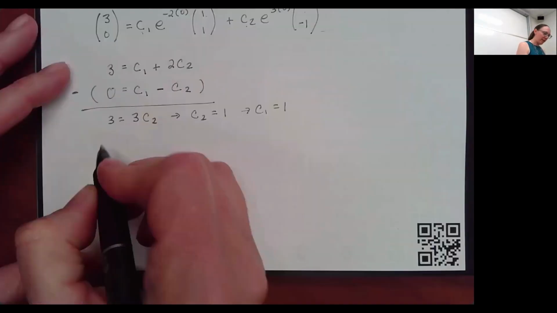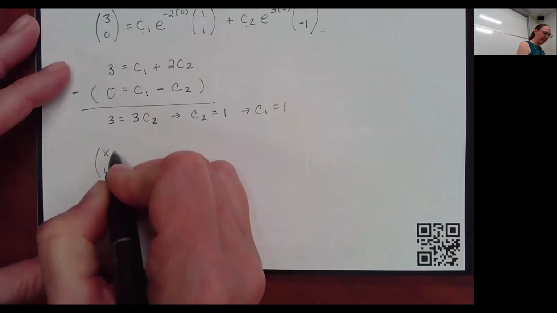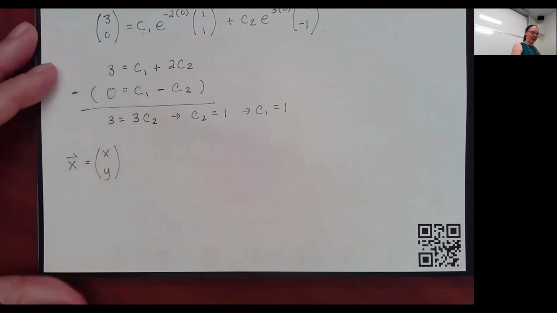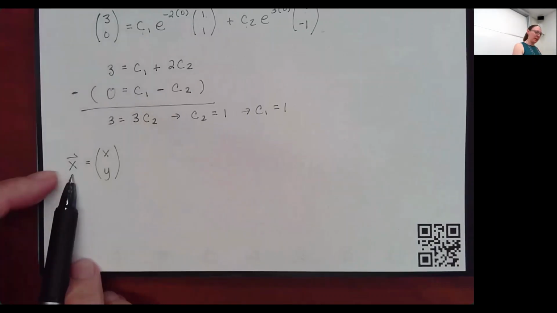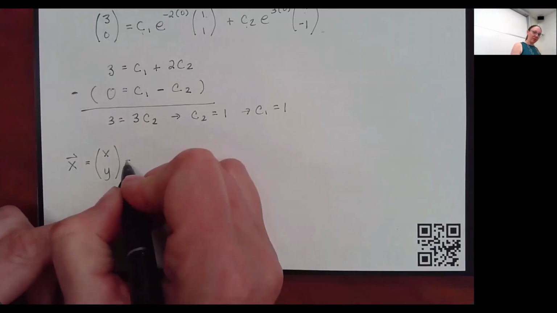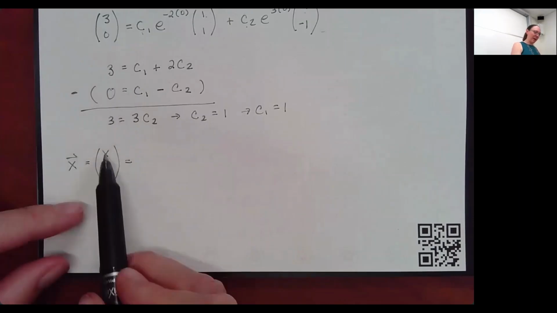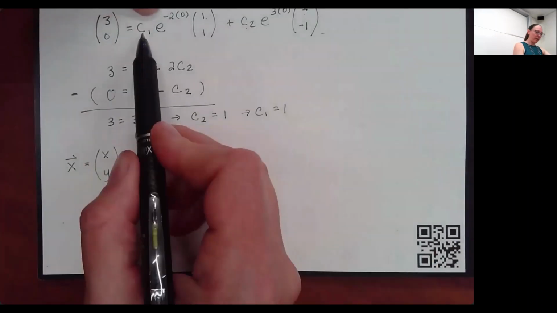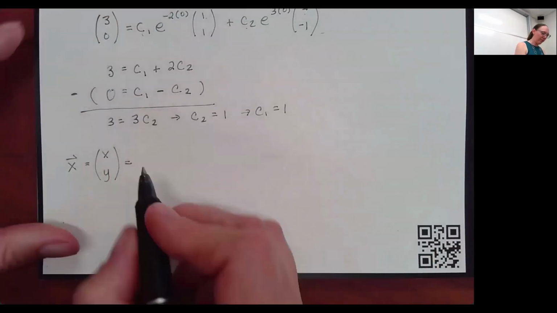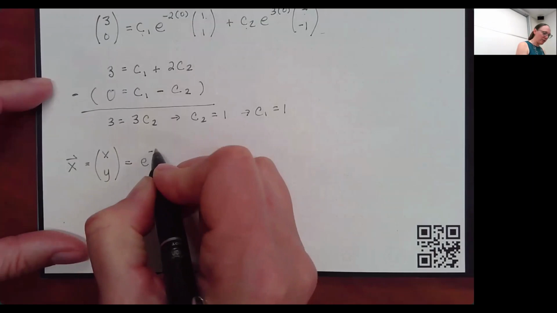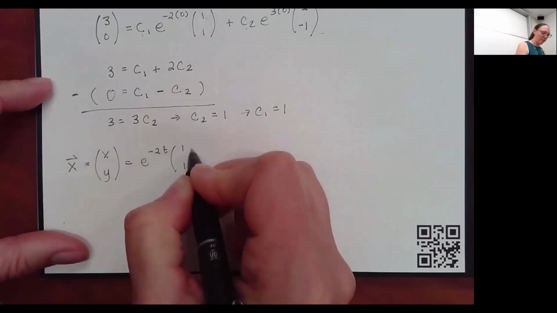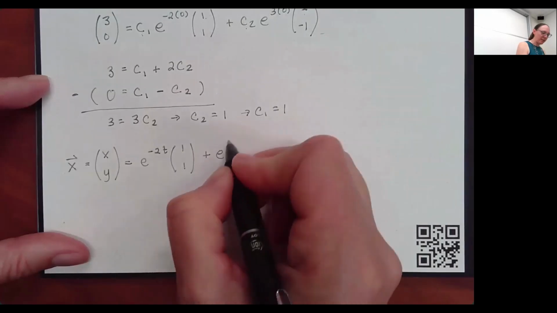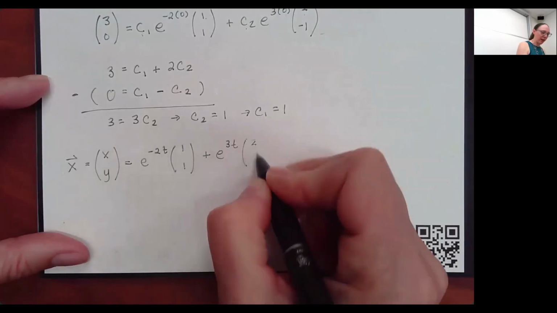So I'm going to say that our xy vector, which is also the notation in WebWork, just an x with a vector symbol. If I were writing this as a vector, I would say that my xy is equal to, c1 was 1, so e to the -2t times the vector (1, 1). c2 was also 1, so plus e to the 3t times the vector (2, -1).